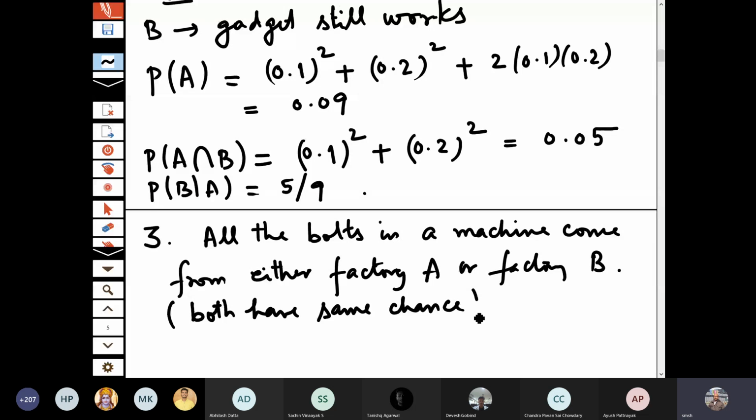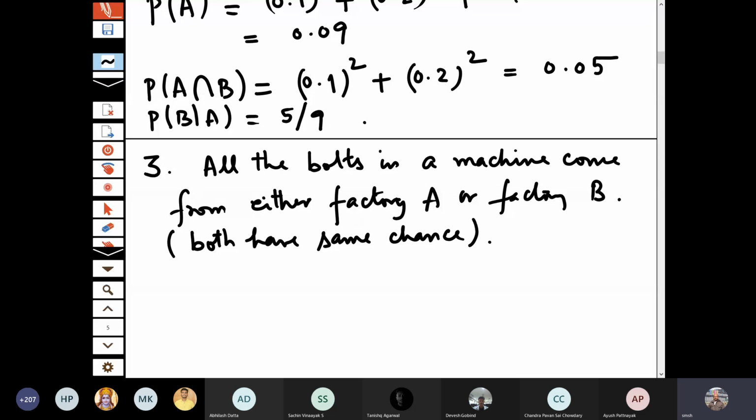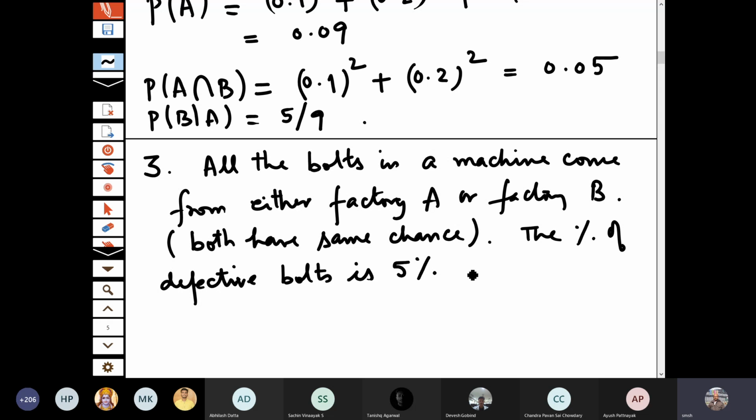So all the bolts in a machine come from either factory A or factory B. So with probability half, all are taken from factory A, and with probability half, all are taken from factory B. And the percentage of defective bolts is 5% from A and 1% from B.